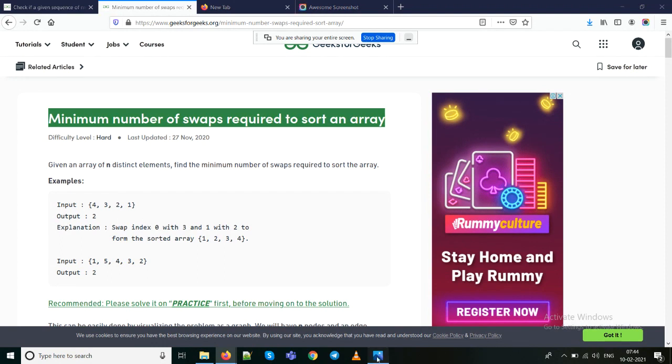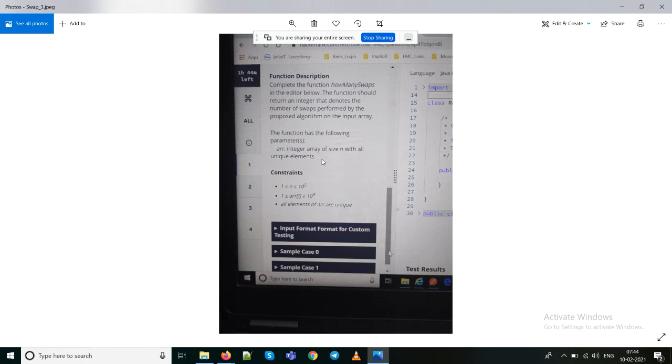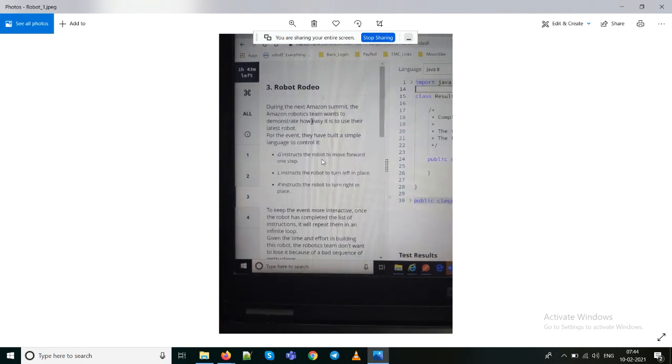Now let me move to my next question. The next question was related to a robot. Here, as you can see, they are saying there's an Amazon Summit, and the robotics team wants to demonstrate how to use their latest robot. These are a couple of instructions, like G to move forward, L maybe left, R for right, and like that. Basically, just the instructions. Let me move to the next part.